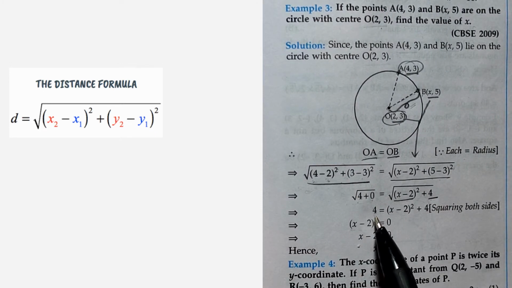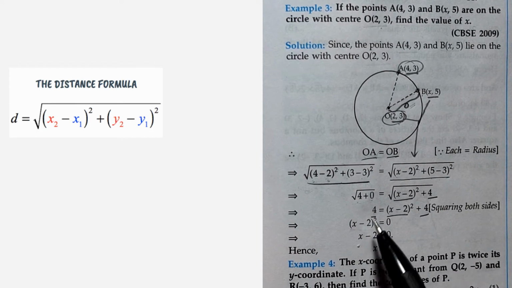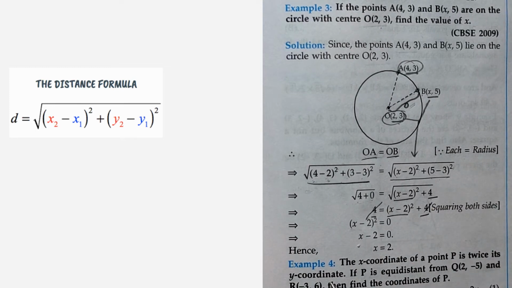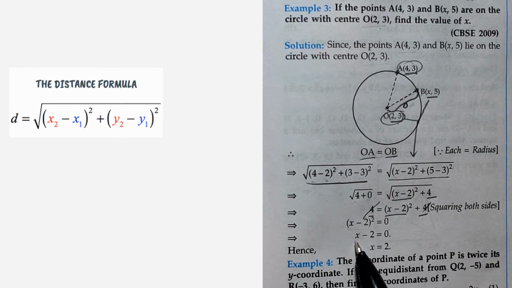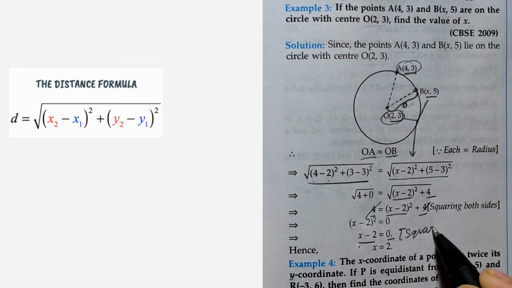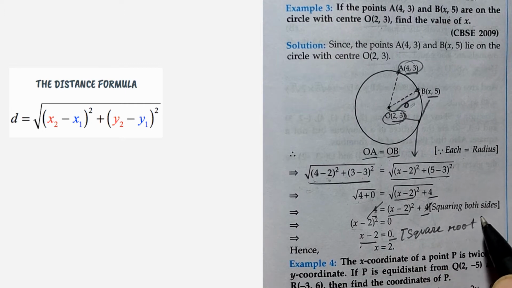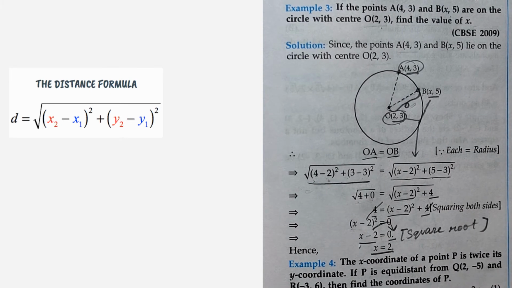Squaring both sides to eliminate the square root, we get 4 equals (x minus 2) whole squared plus 4. Now 4 and 4 can be cancelled on both sides. (x minus 2) whole squared equals 0. Taking the square root on both sides, x minus 2 equals 0. If we bring this 2 here, we simply get x equals 2.